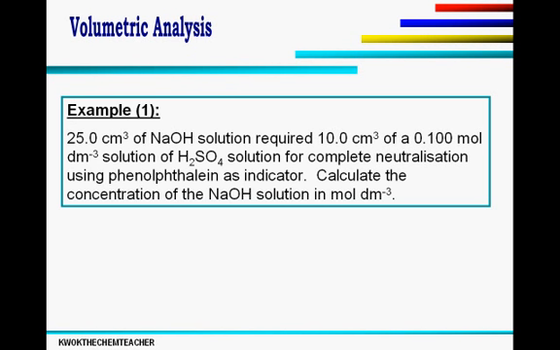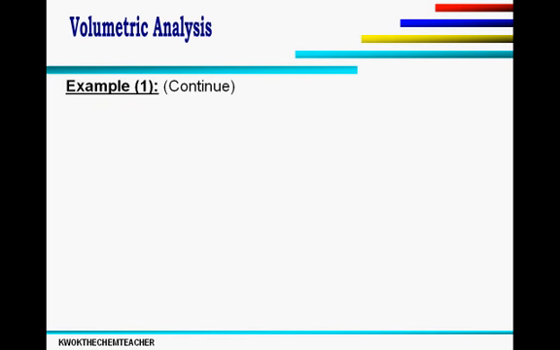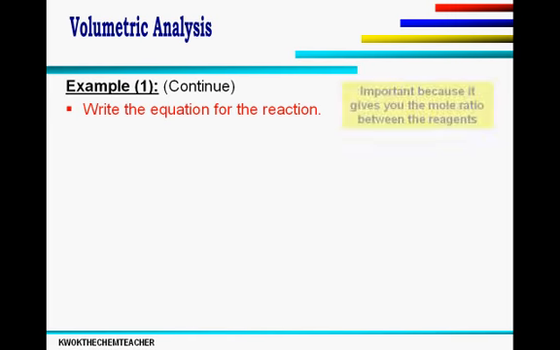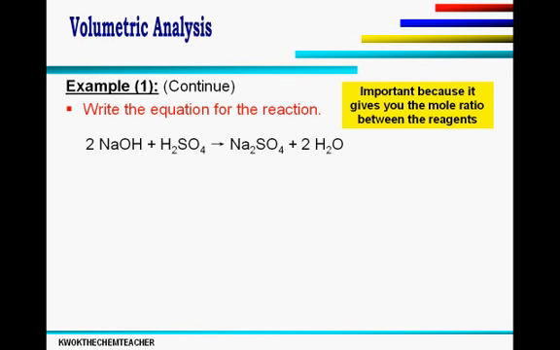Our first example would be 25.0 cm³ of sodium hydroxide required 10.0 cm³ of 0.1 mol per dm³ solution of sulfuric acid for complete neutralization using phenolphthalein as the indicator. Calculate the concentration of sodium hydroxide in mol per dm³. Now, in this question, we will have to adopt several steps. First thing, it is very good to write the equation of the reaction. This is because it gives you the mole ratio between the reagents.